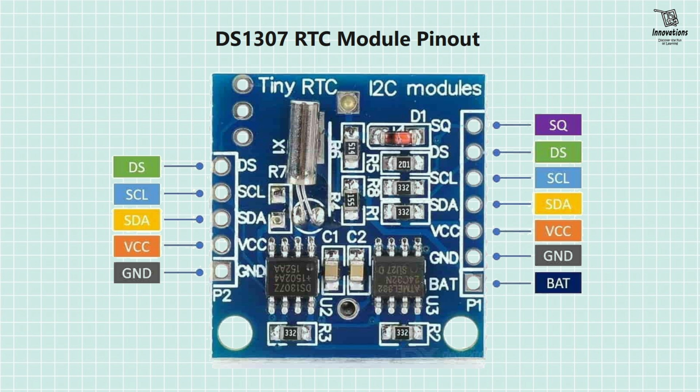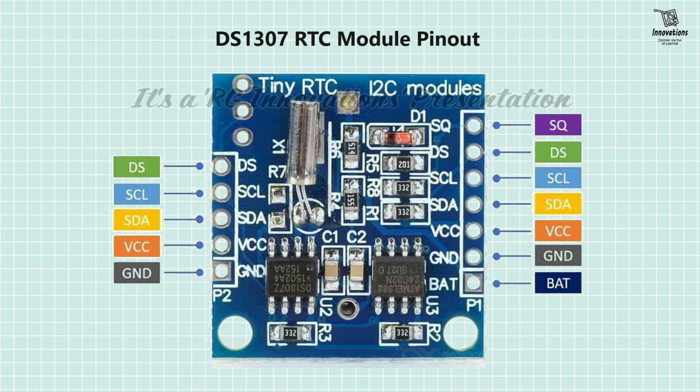Now the SCL pin. SCL is the serial clock pin for the I2C interface. Then the SDA pin, that is the serial data pin for the I2C interface. Then the VCC pin for the positive power supply. You can connect it to a 5V power supply. And then the GND pin, that is the ground pin. BAT is a backup battery input for any standard 3V lithium cell or other energy source to keep accurate time when the device's main power is interrupted.